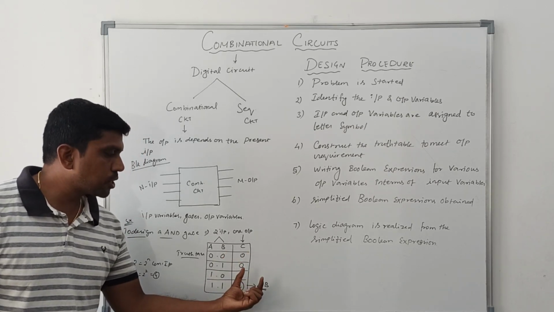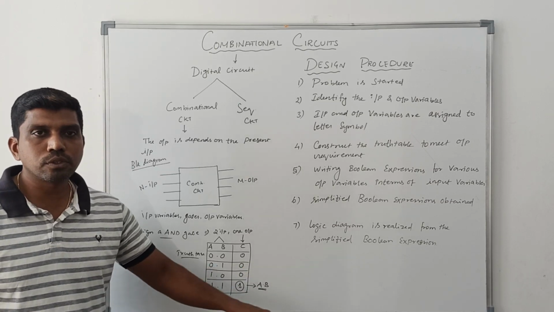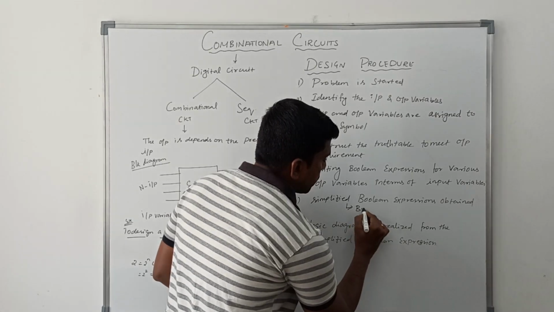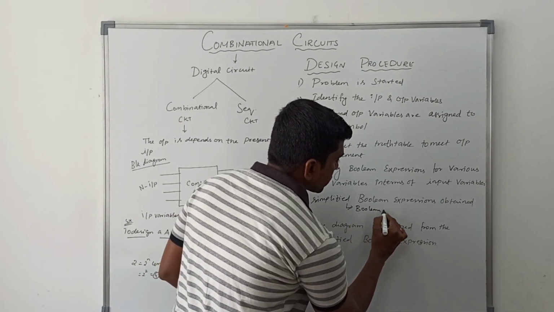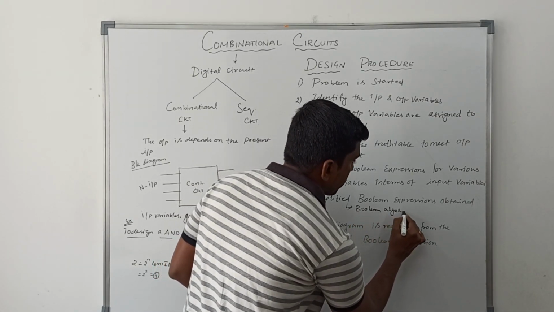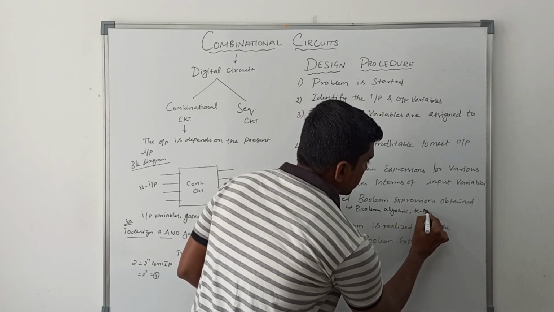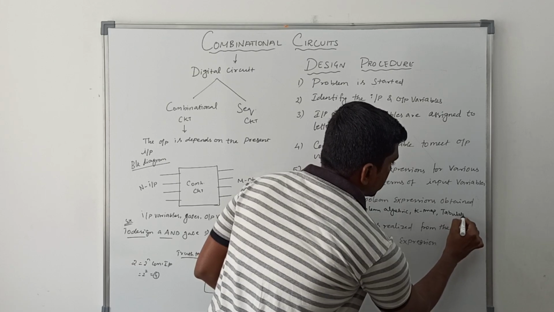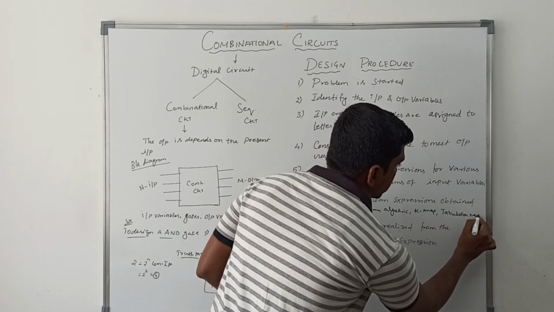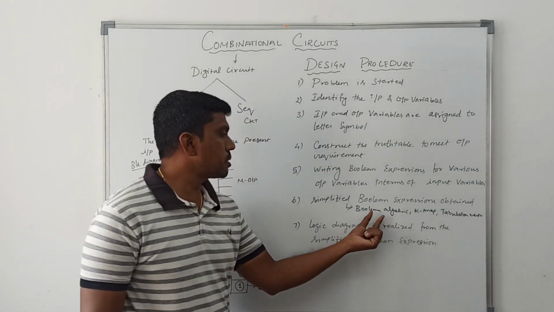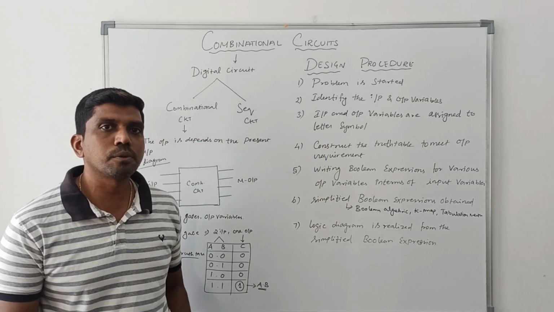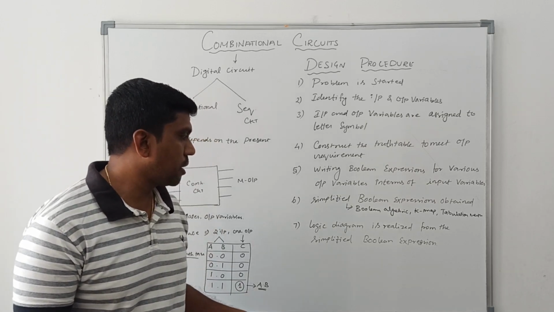If the Boolean expression is very lengthy, you need to simplify it using Boolean algebra, K-map, or the tabulation method. These three methods are used to minimize the Boolean expression. We already discussed these three topics in a previous video. If you need it, kindly refer to that video.